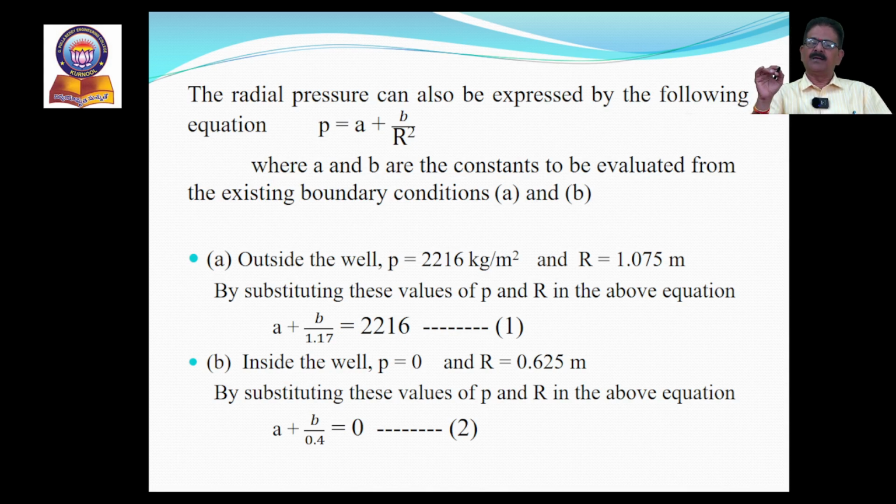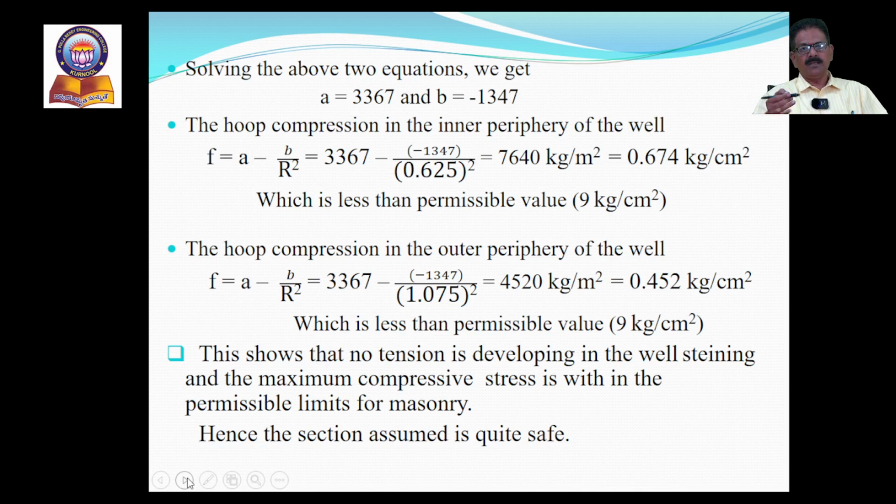What is the pressure acting outside the well and the corresponding radial distance? That relates to condition 1. Similarly, for condition 2, the pressure inside the well is simply 0 and the corresponding radial distance is 0.625. This is for condition 2. Like that, we can establish two equations from the existing boundary conditions. By solving these two simple equations, we will get the arbitrary constants A and B.